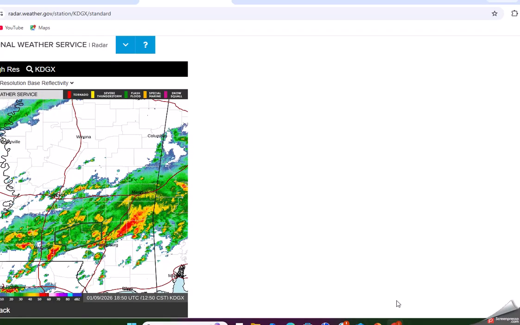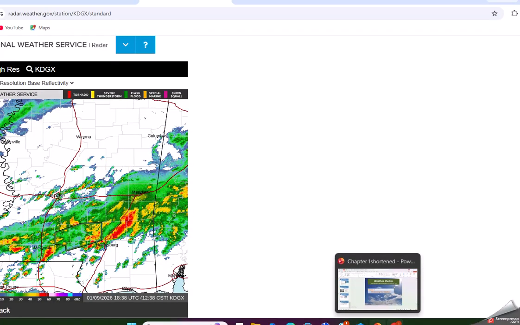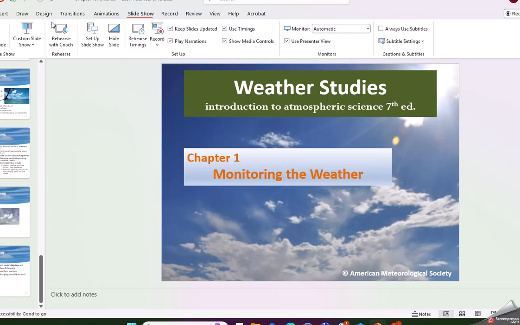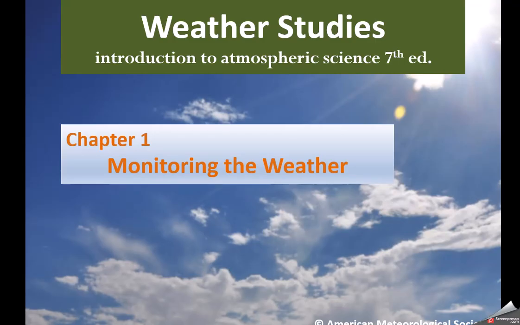Now let's go in to discuss chapter 1 a little bit. We're going to look at it here in the slideshow framework. So chapter 1 is monitoring the weather. We just looked at what the weather is. You saw a surface map, you saw a radar image and satellite. You put them all together, you saw how they changed over 21 hours.